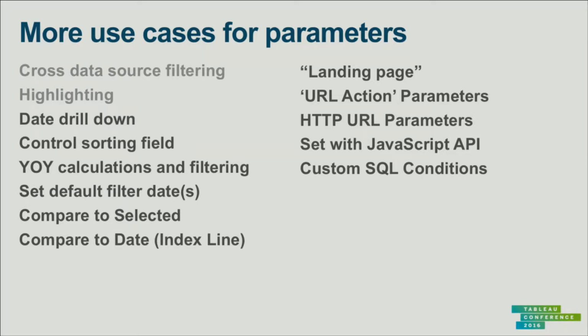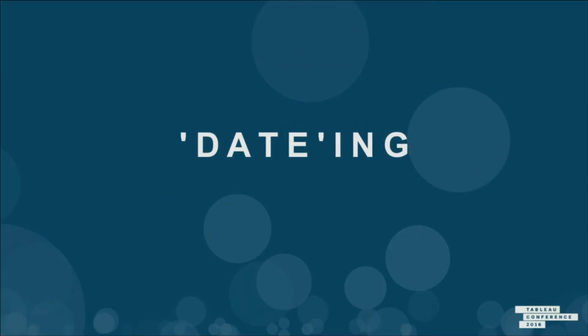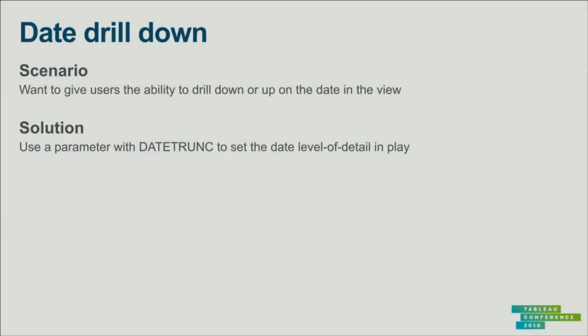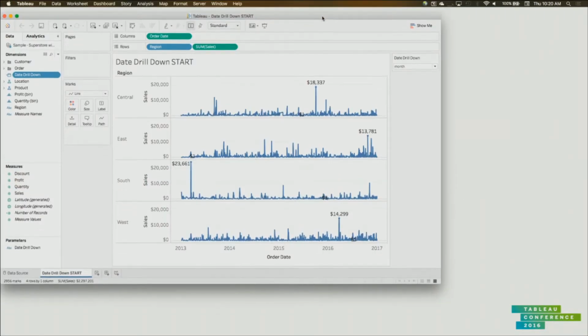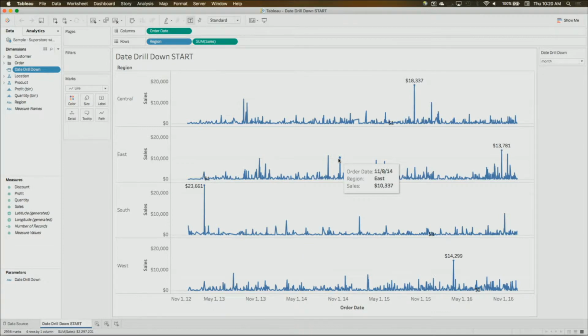Let me take you on a trip down memory lane. First, we'll visit a few of my favorite dates with parameters. In this scenario, you want to be able to give your users the ability to drill up or down in a view without actually having to update the view, right? We don't want to make users go in and edit this. We want to just give them a control where they can choose, I want to see year, month, week, or day level of detail. And this is possible with a parameter. And we'll do that together.